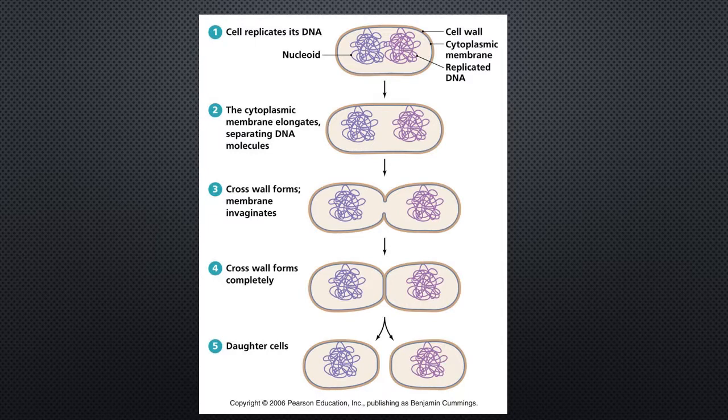So the way that works, let me get my little pointer here. All right. First of all, the cell has to replicate its DNA. Its nucleoid creates a second copy of the DNA. And then the cytoplasm fills up the space of an elongated membrane. And then as we continue to go down, cross walls form. And then those cross walls are complete, which separates the cell into two, and then therefore you have two daughter cells. So like I said, just a very simple way of reproduction. It's asexual. It's called binary fission.